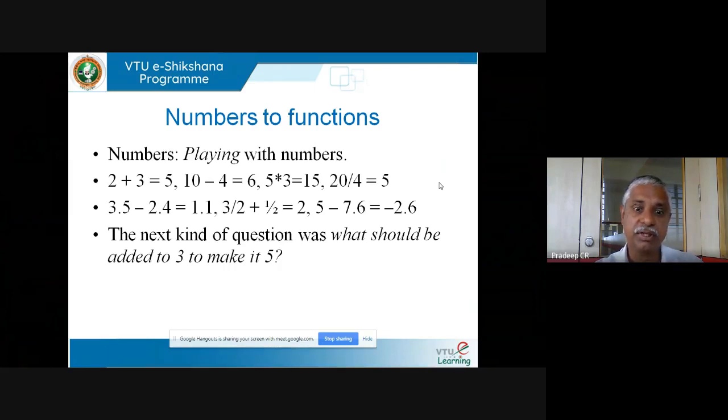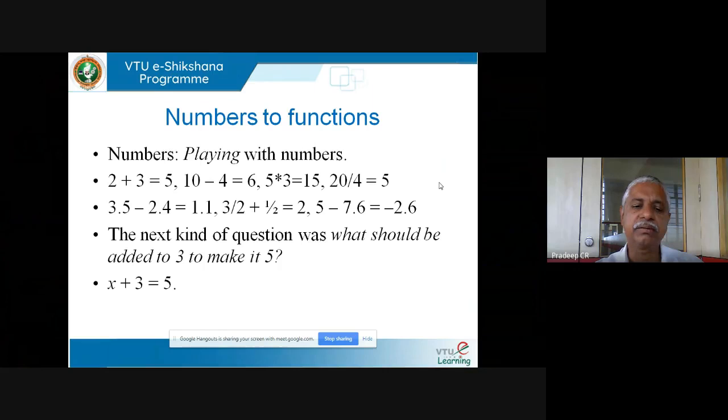Please understand the question. I'm not asking 3 plus 5. I'm asking what should be added to 3 to make it 5. Of course, it's trivial. We have to add 2. How do you know this? Then you are told, there is a method to answer such questions. This is how you do so, known as solving equations.